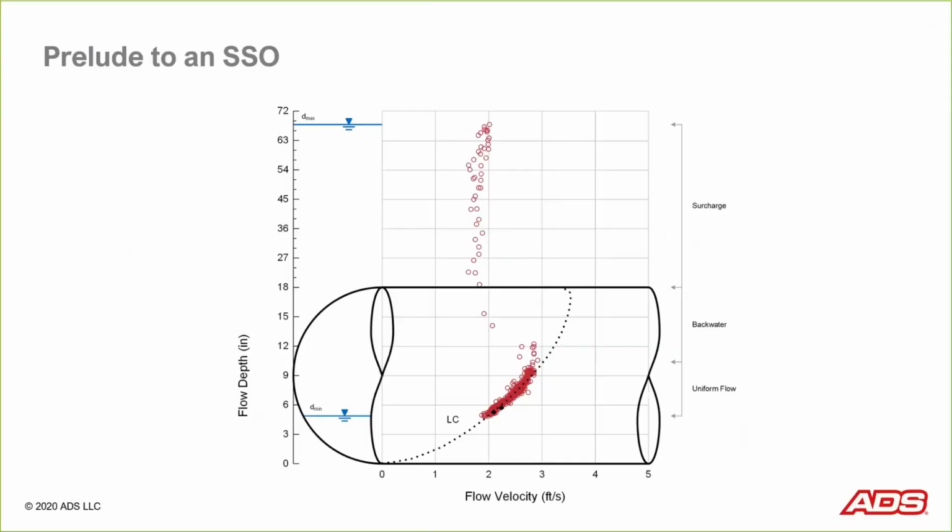It's going to be either at the monitoring point, it could be downstream further, or it could be upstream of the monitoring point. So let's take a look at several of those examples and how they manifest themselves in a scatter graph.